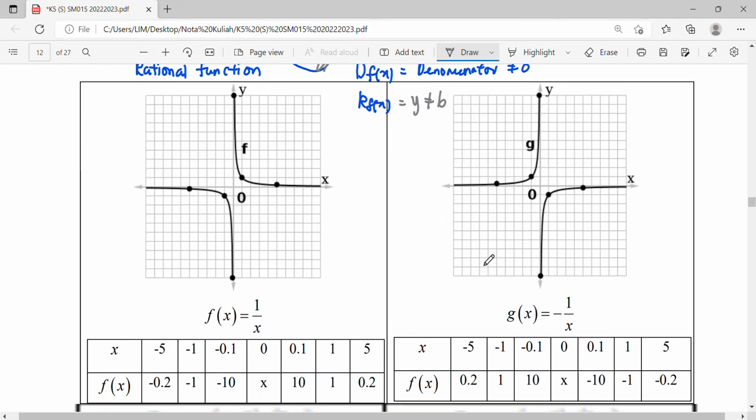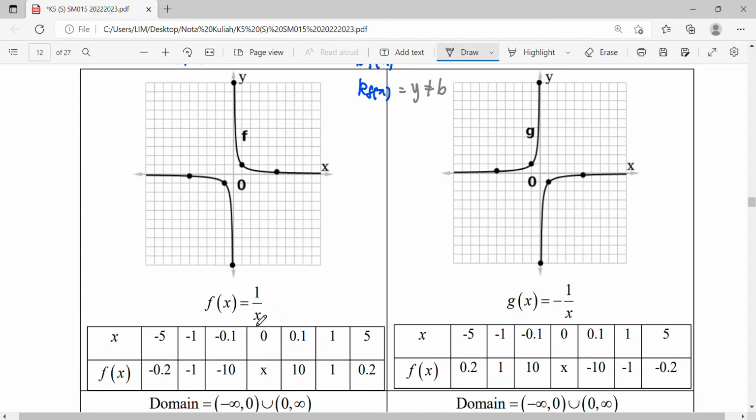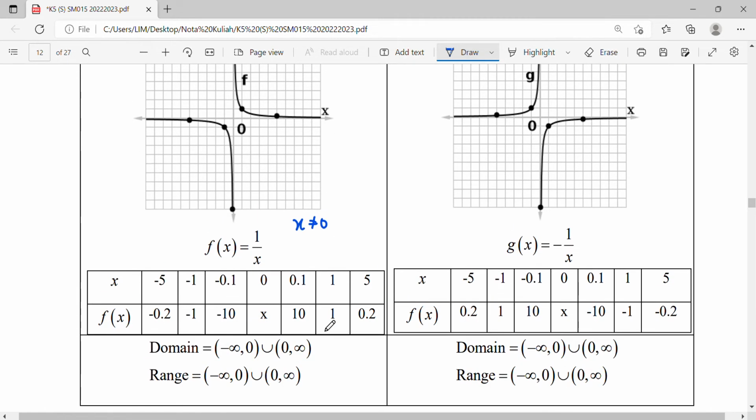So for example, for this function, you can see here the denominator, X cannot be equal to zero. So this is our domain. That's why negative infinity to 0, then continue 0 to infinity. Meanwhile, for the range, when we cover the rational, the number outside is zero. So for the range, Y cannot be 0. So the range is negative infinity to 0, 0 to infinity.